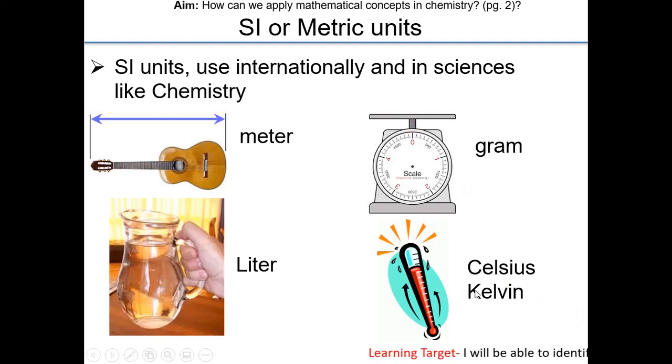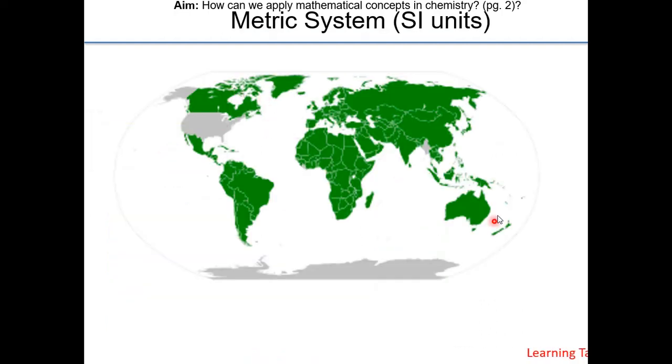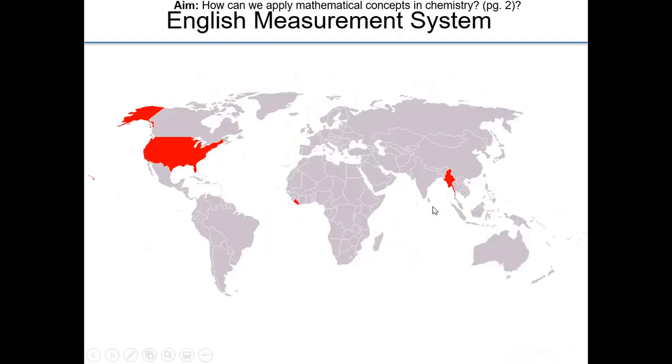Now I want you to pause the video and watch a TED video on the metric system. Once you watch the video, you can resume this video. The metric system is used around the world already. However, in America, we don't really use the metric system. We use the English measurement system, which was inherited from Britain. As you may notice, Britain doesn't even use the English measurement system anymore.